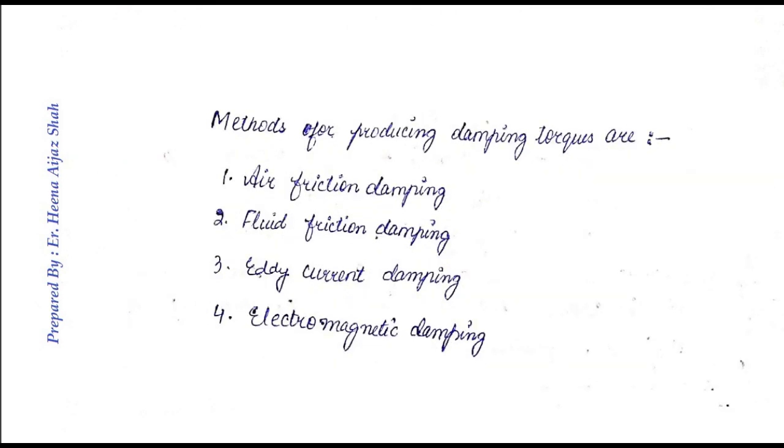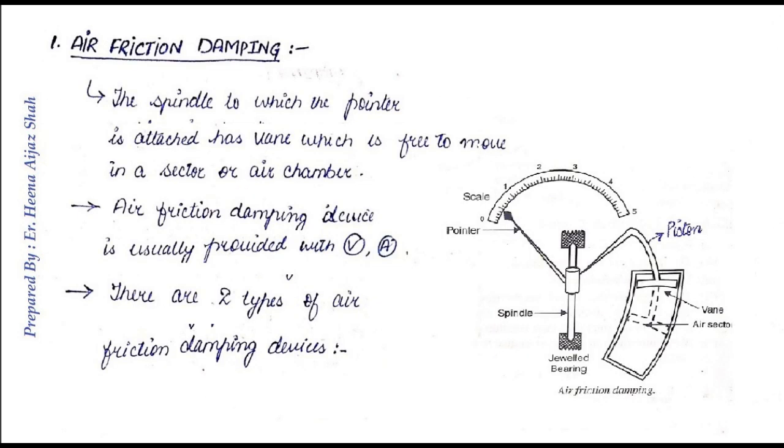The various methods by which we can provide damping in any system are: first, air friction damping; second, fluid friction damping; third, eddy current damping; and fourth, electromagnetic damping. Friction damping: we all know that in order to damp the oscillations, we just have to provide a frictional medium. In air friction damping, the frictional medium used to damp the oscillation is air, hence the name air friction damping.